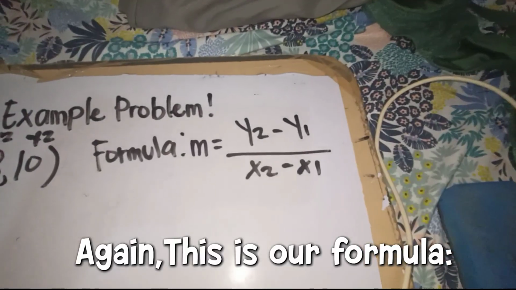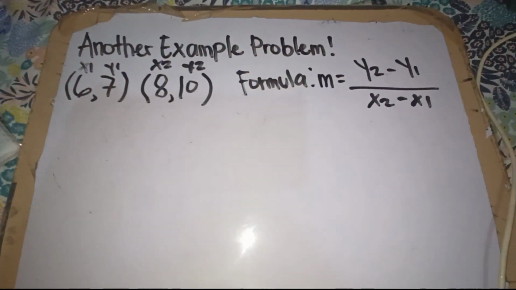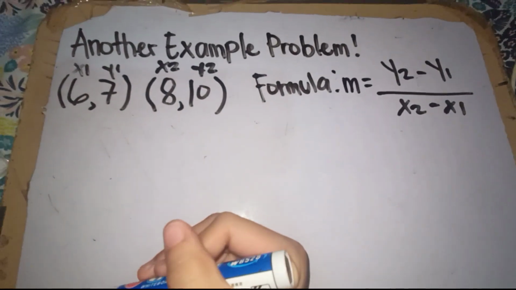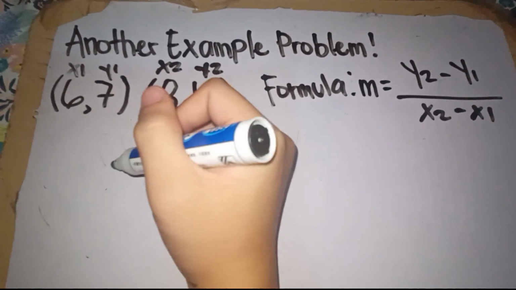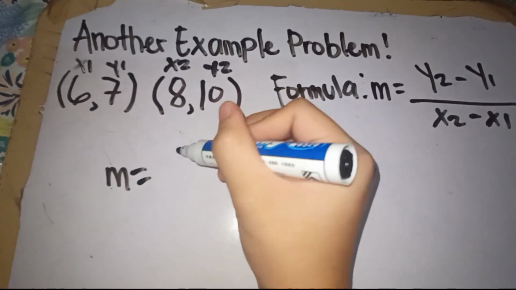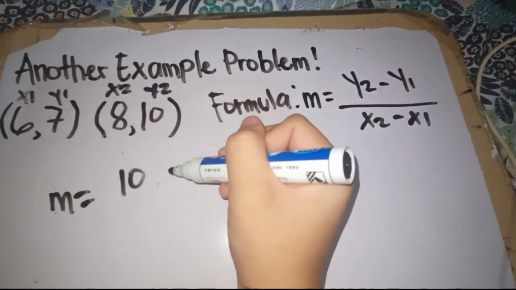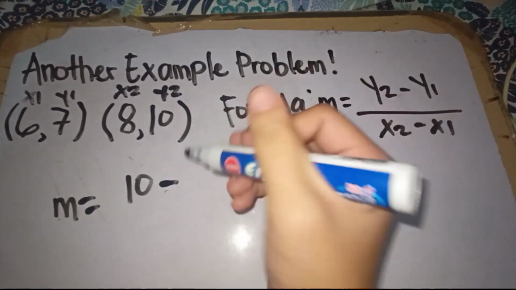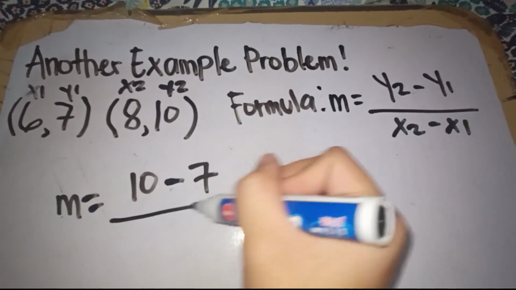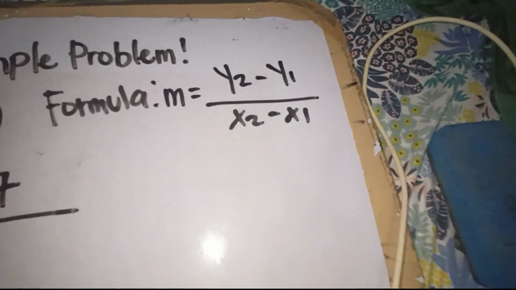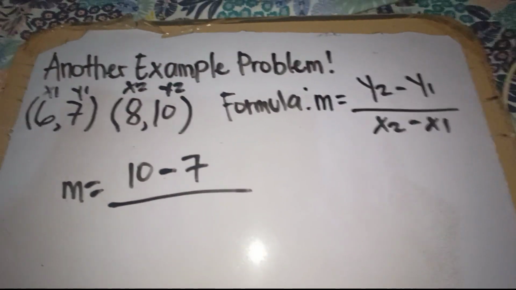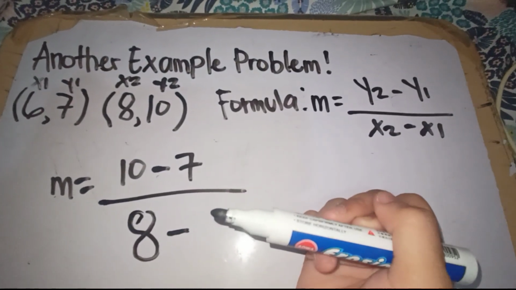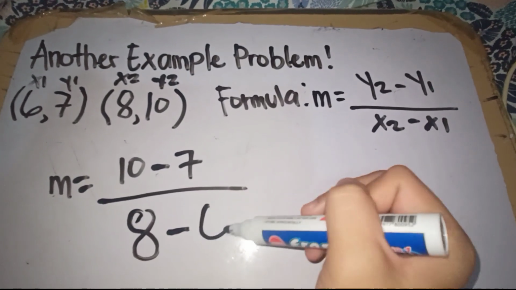And this is our formula. Okay, let's substitute them. Our y sub 2 is 10 minus, let's copy the sign, and then our y sub 1 is 7, over our x sub 2 is 8, minus, copy the sign, and then our x sub 1 is 6.